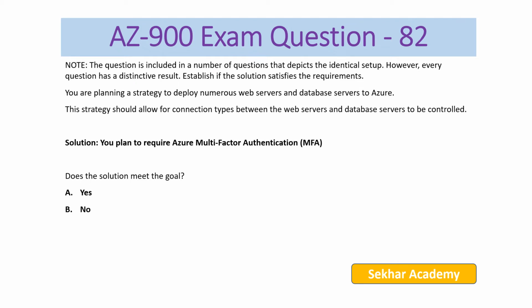AZ-900 exam question number 82. Note the question is included in a number of questions that depict the identical setup. However, every question has a distinct result. Establish if the solution satisfies the requirements. You are planning a strategy to deploy numerous web servers and database servers to Azure. This strategy should allow for connection types between these web servers and database servers to be controlled. The solution is: you plan to require Azure multi-factor authentication.